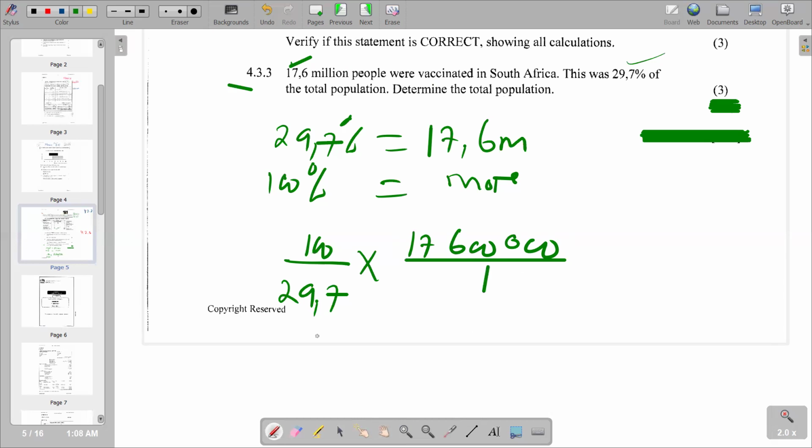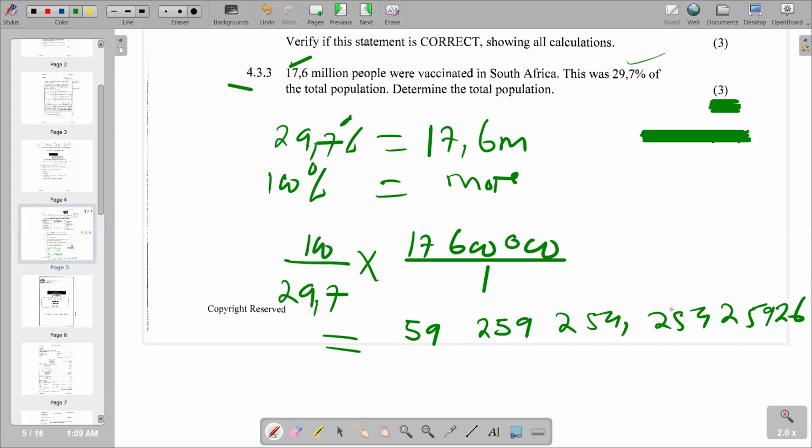And you see that the final answer you are supposed to get is 59,259,259.26. So this is the final answer that we get.